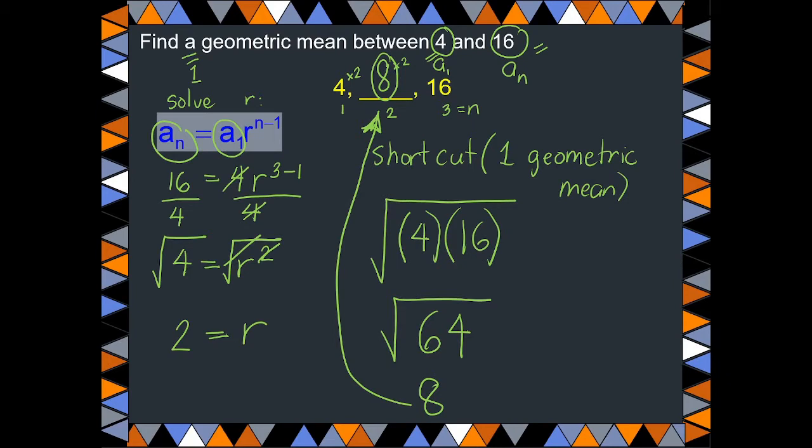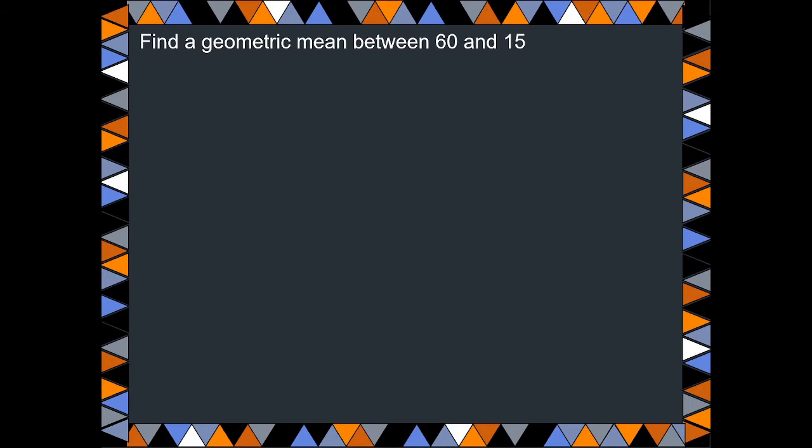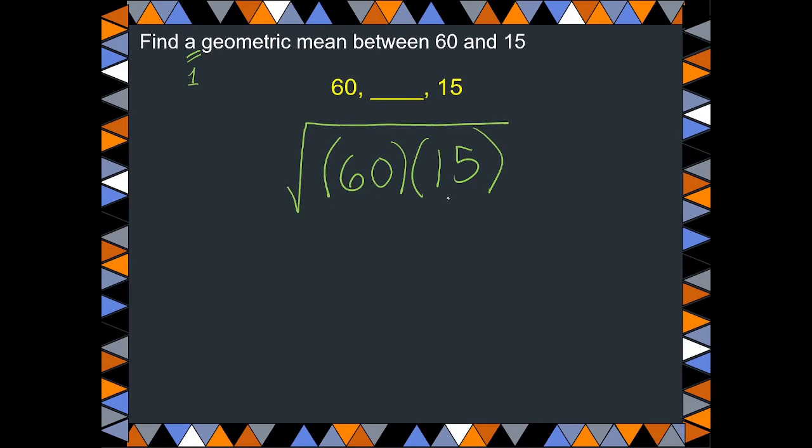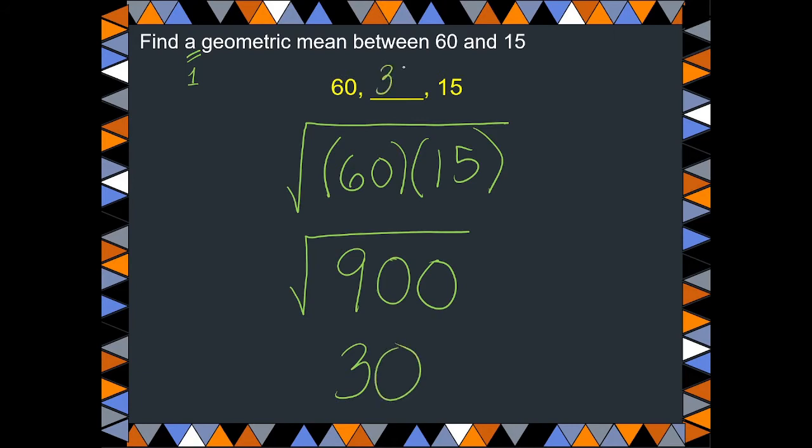Okay, let's proceed to our second example. Let's make use of the shortcut, because I prefer the shortcut when I am solving only one geometric mean. So I'm gonna be having one blank between 60 and 15. So what are you gonna do to use the shortcut? Okay, let's write that down. Multiply 60 and 15, then take its square root. Now, what is 60 times 15? 900. That's correct. 900. What's the square root of 900? 30. So, therefore, our geometric mean is 30.